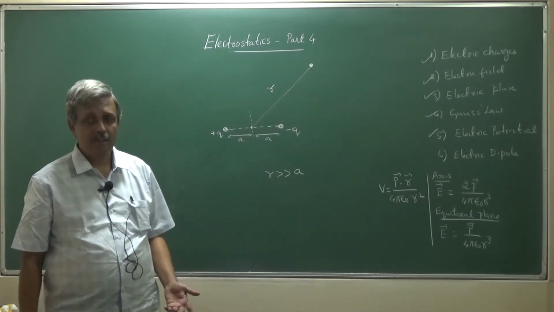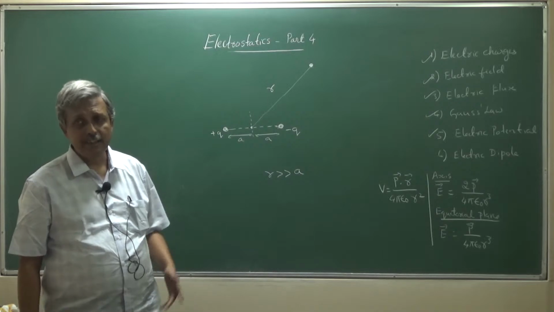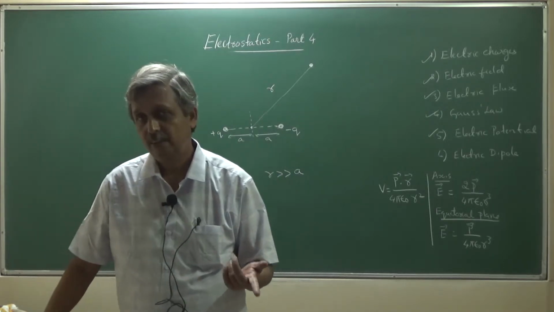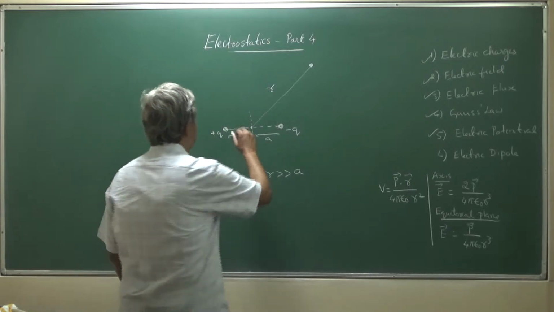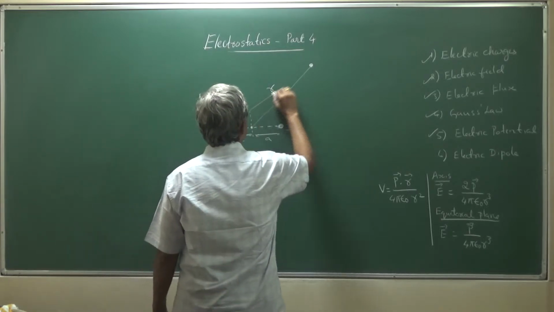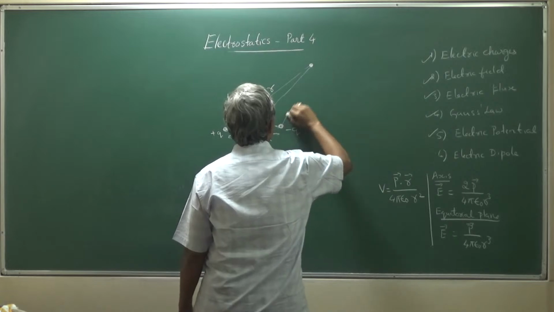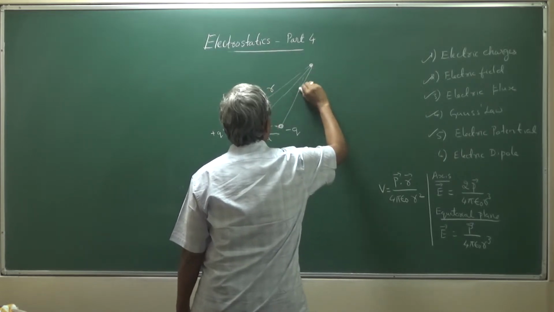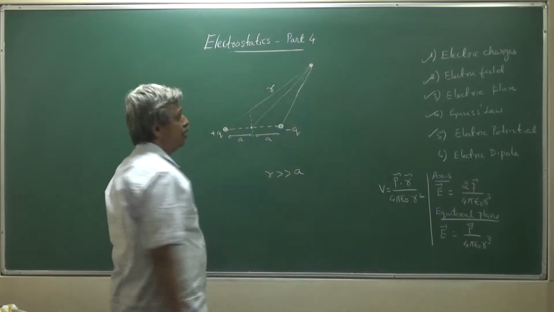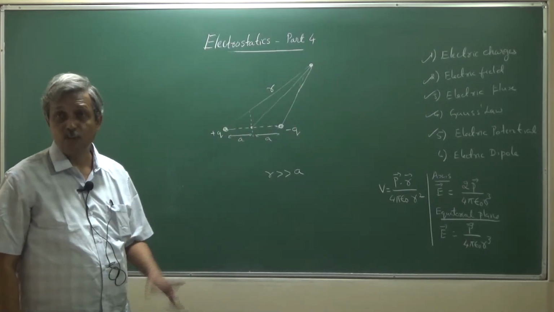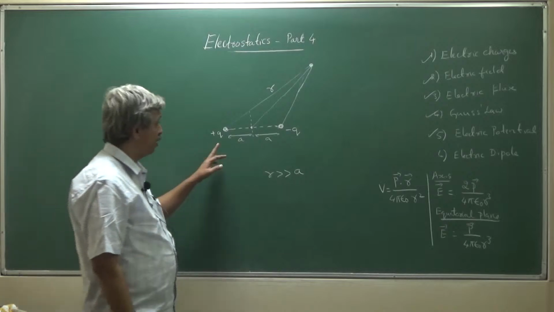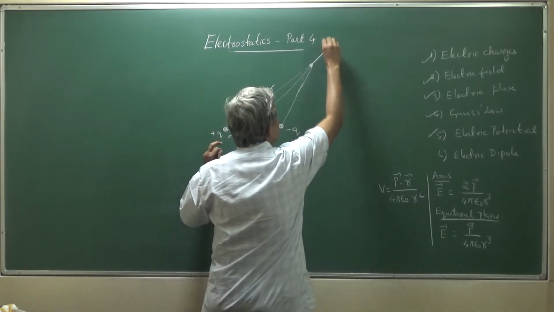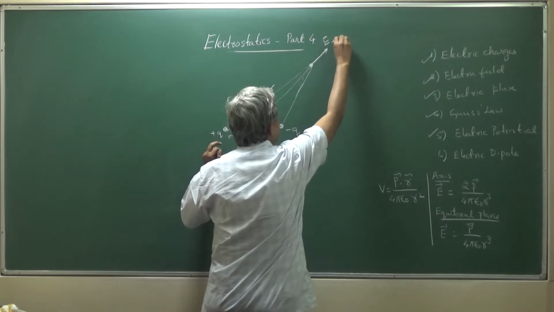So, how do I do it? I want to add the electric field because of this charge and because of that charge, but I want to add them vectorially. So for that, I will join this. To find the electric field at this point, we put a unit positive charge and see which side it will go. It will get repelled by the positive charge, and hence the electric field will be in this direction. E because of the plus. Correct?